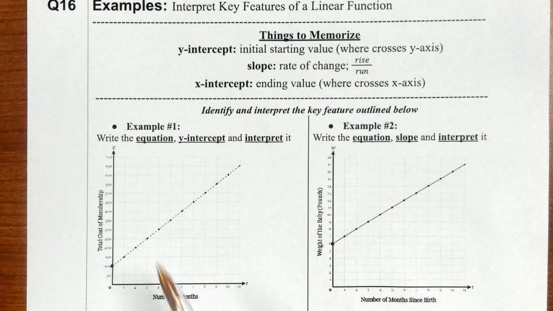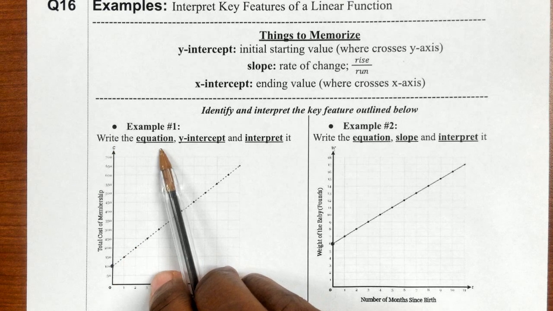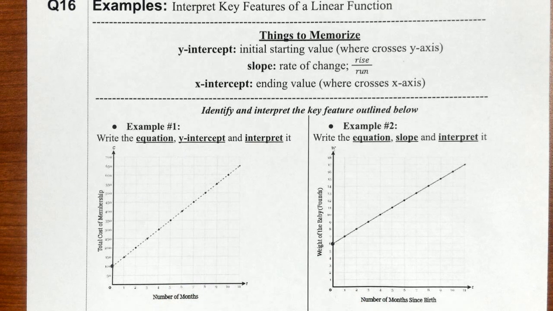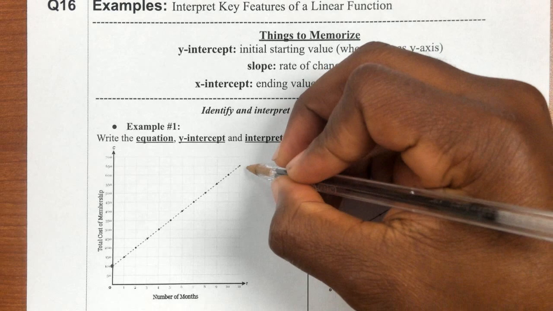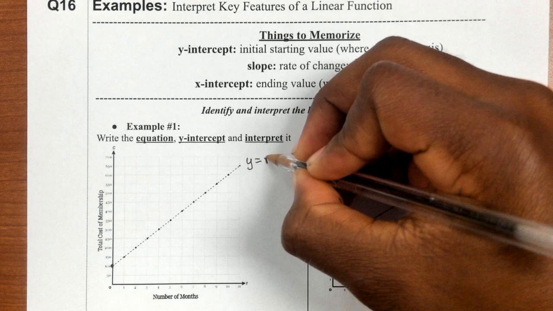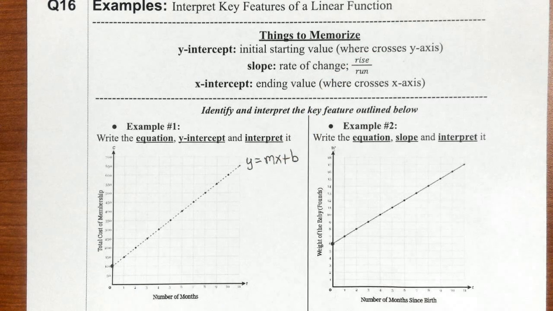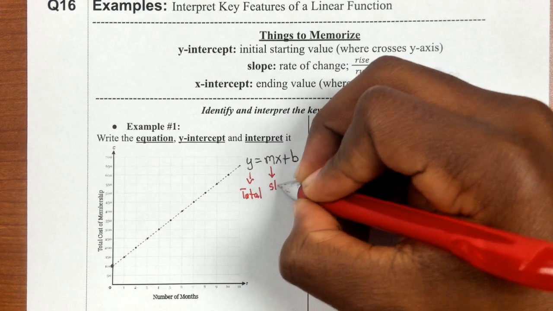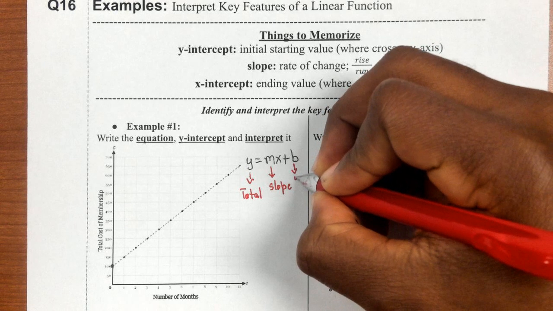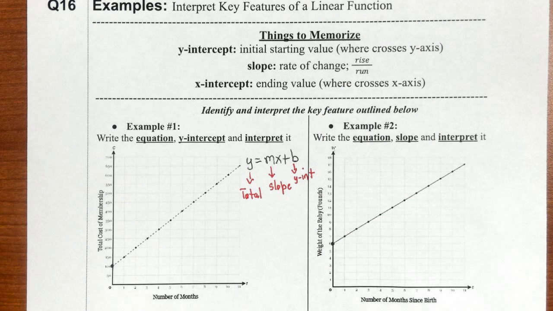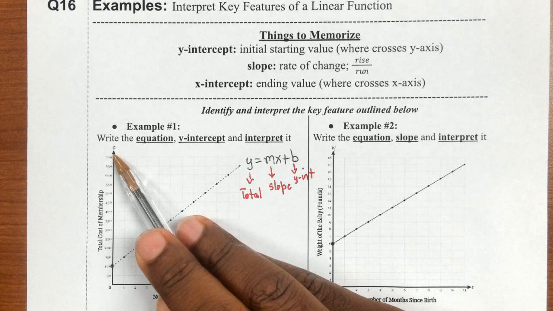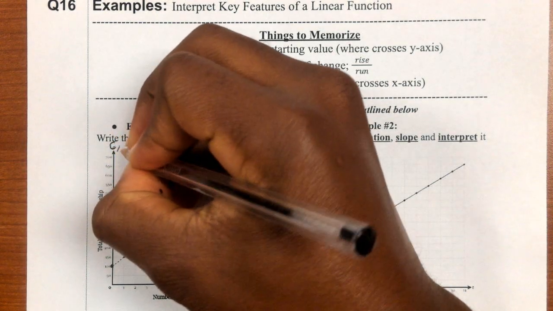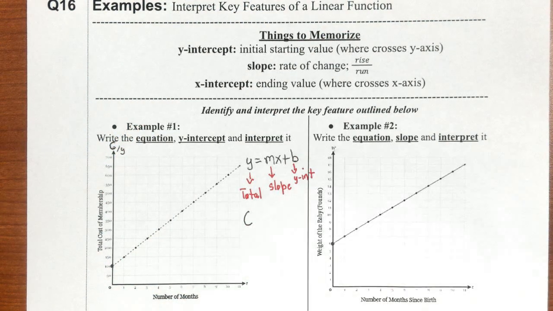So the question says, write the equation and the y-intercept, and interpret what that y-intercept is. Whenever you're trying to write this equation, you need to make sure that your equation is in the form y equals mx plus b, where y represents your total, m represents your slope, and b is your y-intercept. In this case, they don't want y, they want c. So they're replacing y with c, and I'm going to write c is equal instead.